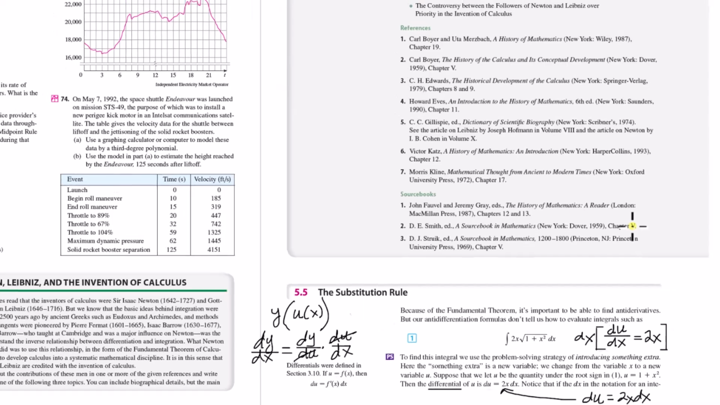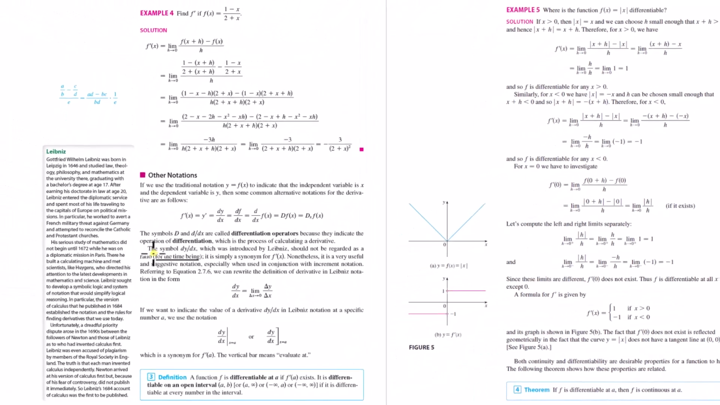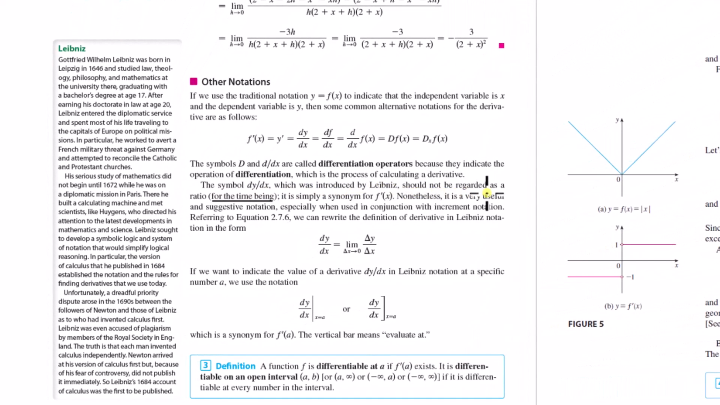Now, I do want to point out, though, if we come back to the definition of the derivative section, it said the symbol dy over dx, which was introduced by Leibniz, should not be regarded as a ratio. It did say for the time being. So I'm not sure what they meant by that for the time being. I'm trying to figure out exactly what they meant by that. But so, I mean, this was the definition of the derivative. And the section before this is section 2.8. In section 2.7, we were introduced to the derivative.